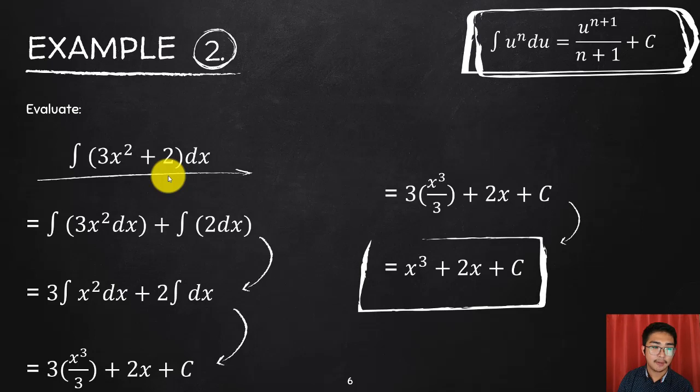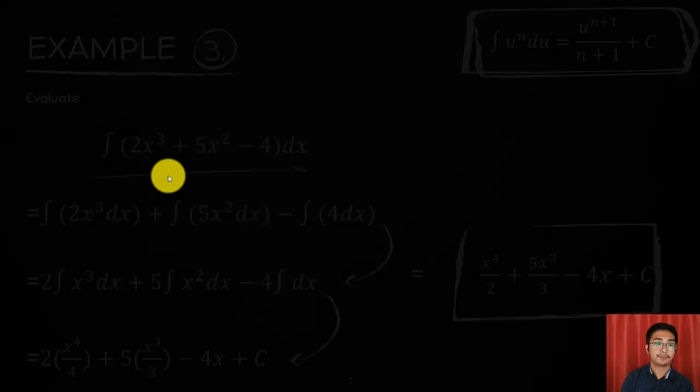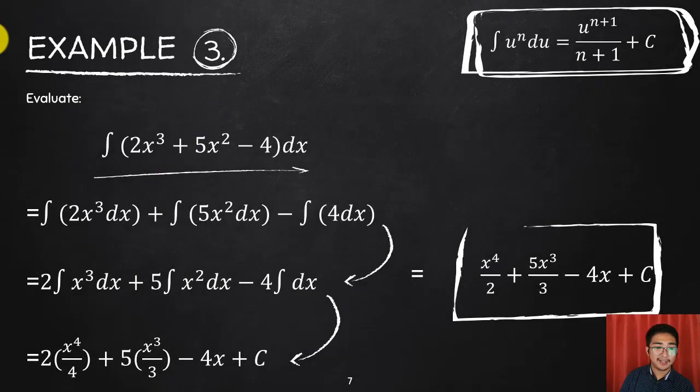Again, if you have a hard time following the discussion, you can take it at your own pace. Meanwhile, I'll proceed to the third example. So example number 3, this time we have three terms: the integral of quantity 2x cubed plus 5x squared minus 4, dx. Take note, there is no power here on the parentheses, meaning the integral sign and the differential dx can be distributed individually among the three terms.